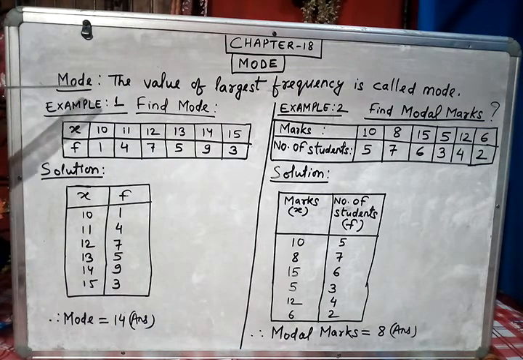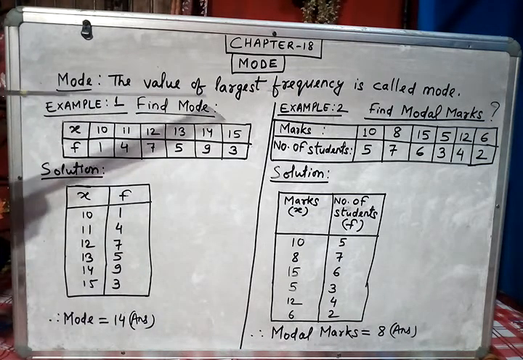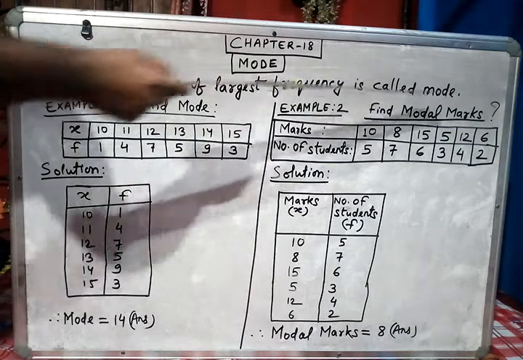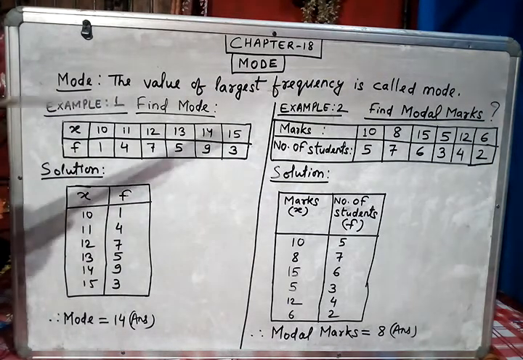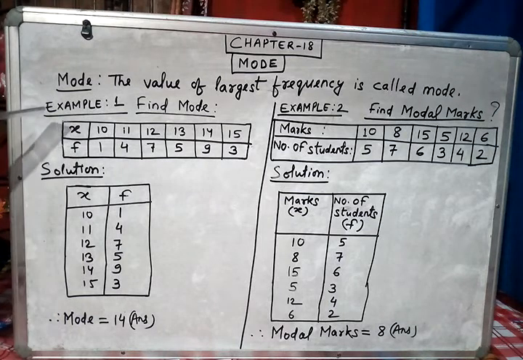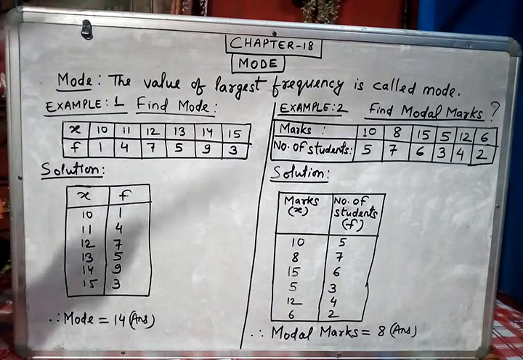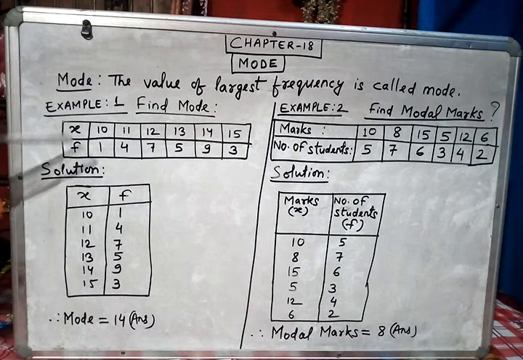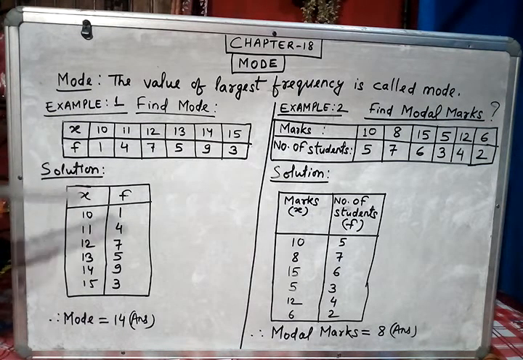So what is mode? Mode, the value of largest frequency, is called mode. I will explain the definition with the help of an example. Example 1: find the mode of the given data, the given table.